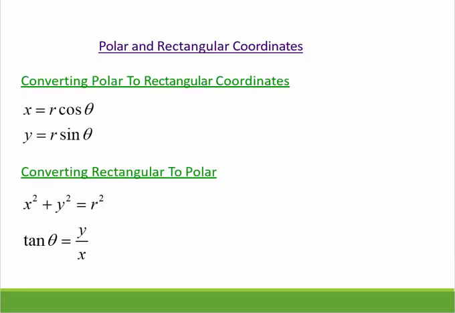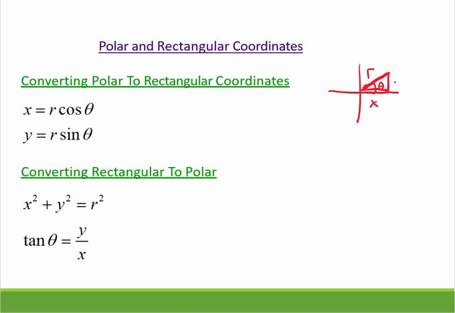Some common conversions: converting polar to rectangular, x equals r cosine theta. So let's just look at why that is. We have our axes, and say we have a certain radius and a certain theta. If you look at that like a right triangle, that's all you're really doing.